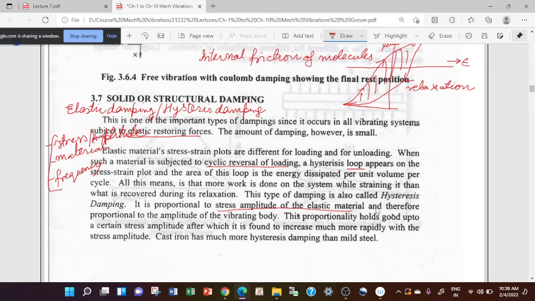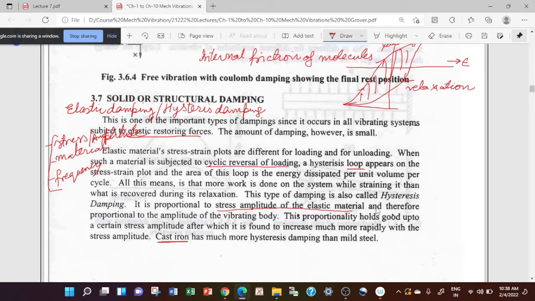Generally you will see that all the machine tools have cast iron as the machine bed. It is because cast iron forms a bigger loop in this type of damping, and it will basically absorb the vibrations more easily as compared to other materials. And that is the reason why we make cast iron machine beds.